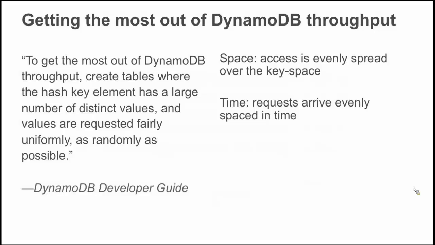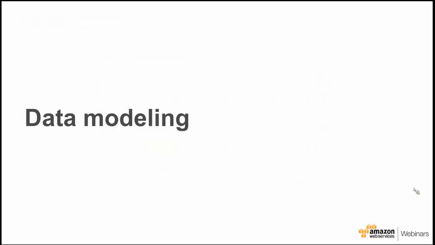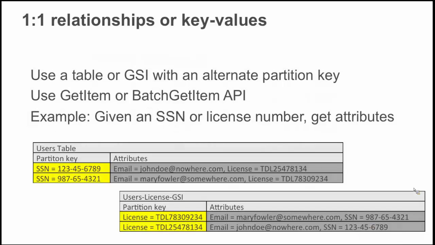Requests are evenly spread across the key space. Nobody's really all that busy, and the cluster is producing a very high rate of throughput. So this is the kind of thing that we'd like to see on the array. All right, let's get into data modeling.